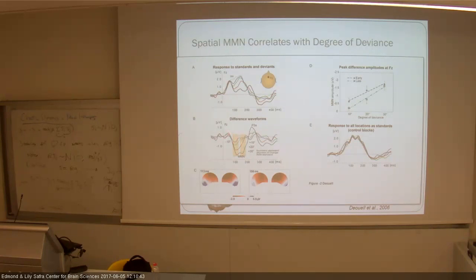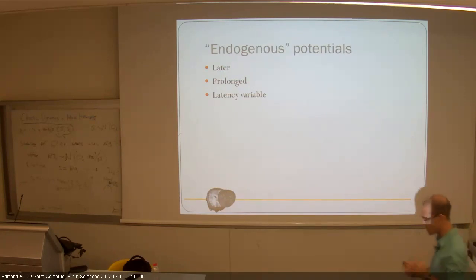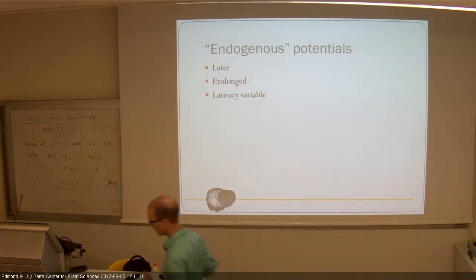changes of 10 degrees, 20 degrees, 30 degrees of the sound. So a series of sounds comes from one location, and then occasionally it deviates by a certain amount of degrees. And you see that not only do we detect the difference, but it follows the amount of difference between the regular sounds and the other sounds. So these are just a couple of examples.